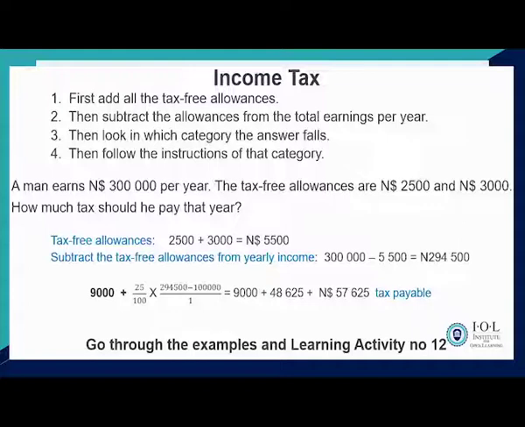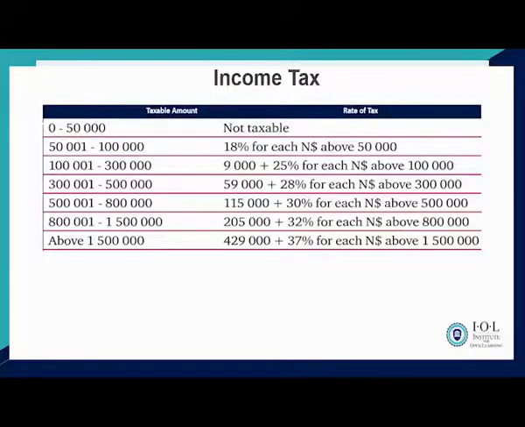So if somebody earns 300,000 per year, the tax-free allowances are those. So 5,500 of that is tax-free. So of course, from the 300,000, you subtract that 5,500. Now you're left with 294,500. Then you have to go back to the table. Where does 294,500 fall? And look carefully, it falls definitely in that third row.